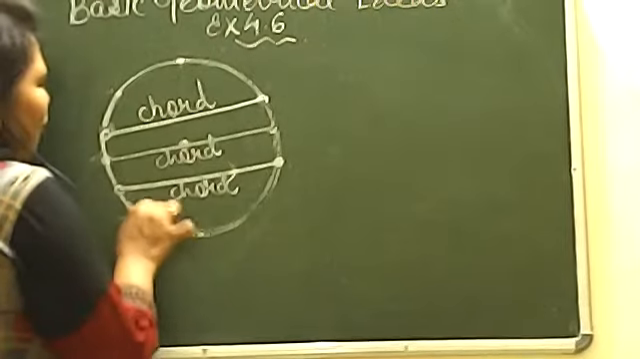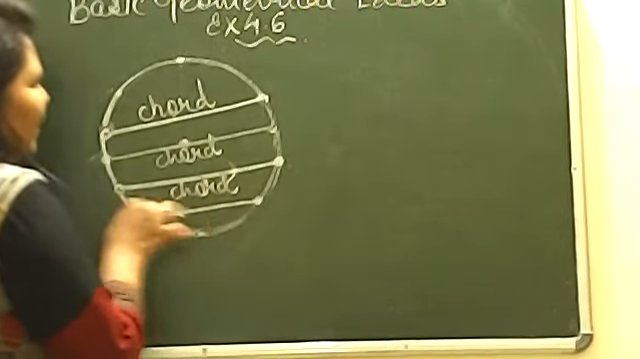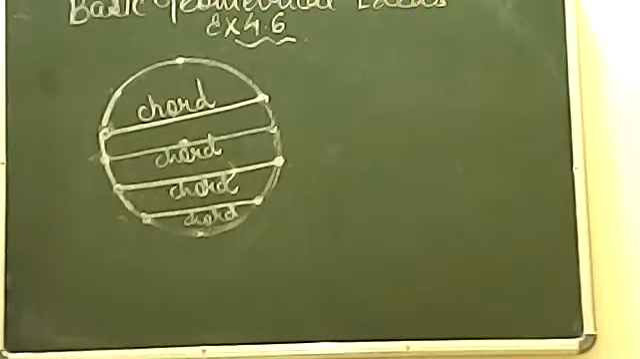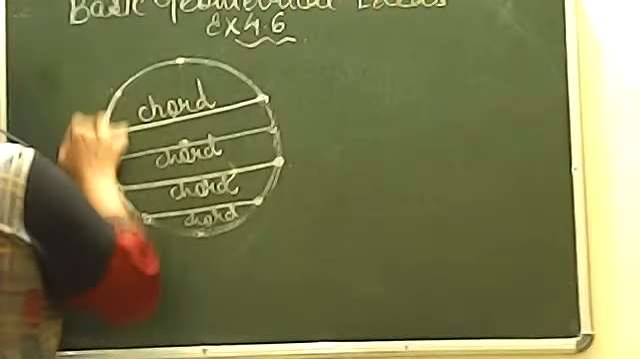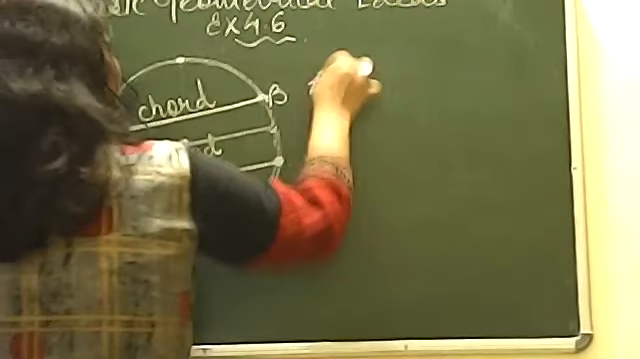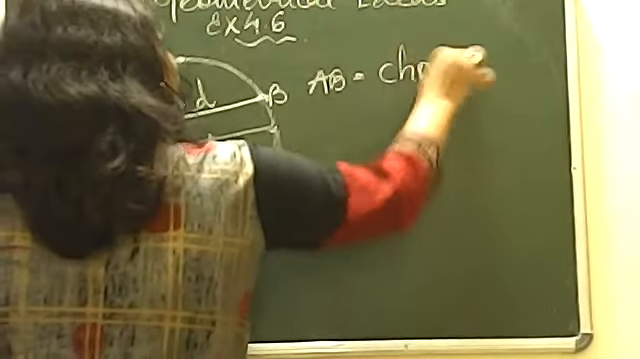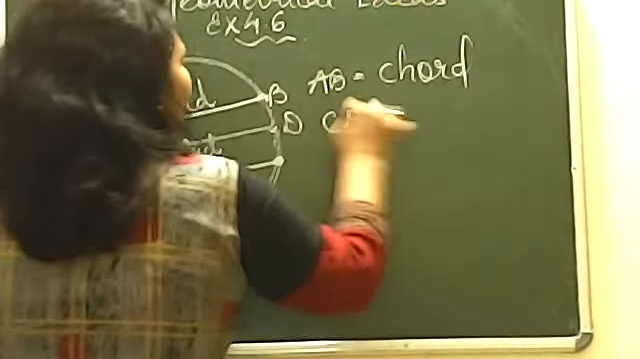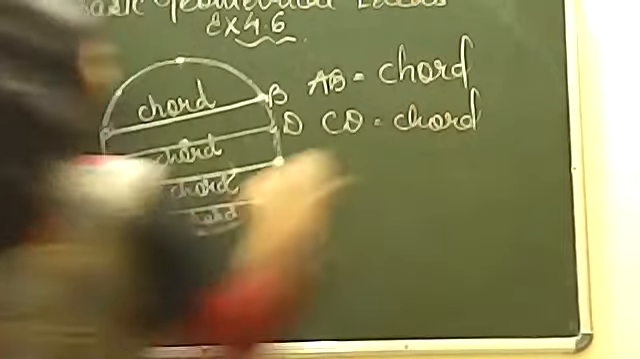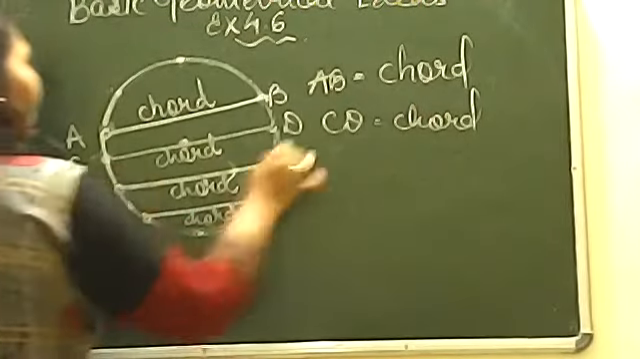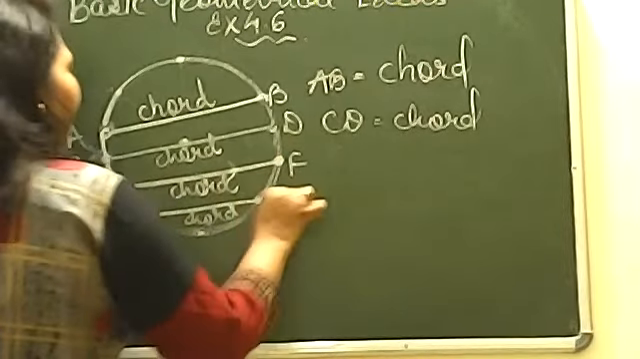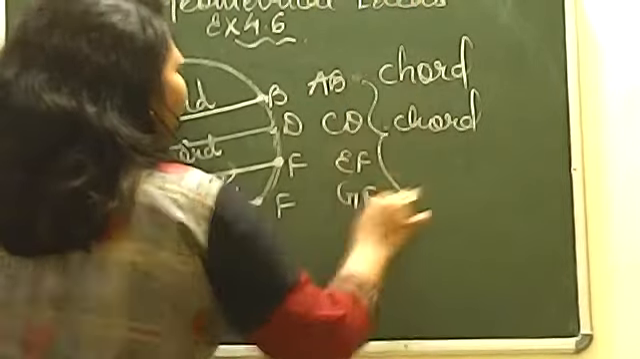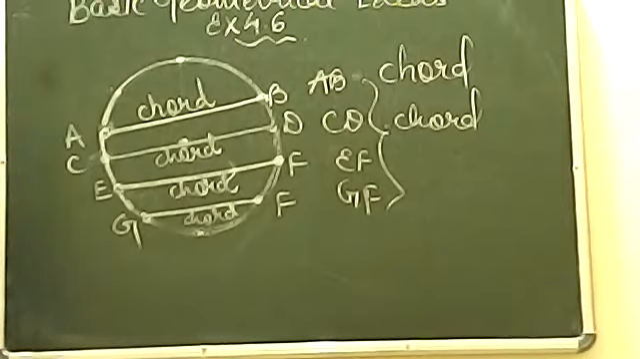When you have 2 points on the circumference and you join them, you get chord. Okay. C-H-O-R-D, chord. Now I am giving the name AB. So AB is a chord. Now CD. CD is also a chord. Now E-F-G-H. These all are chords only. C-H-O-R-D, chord.